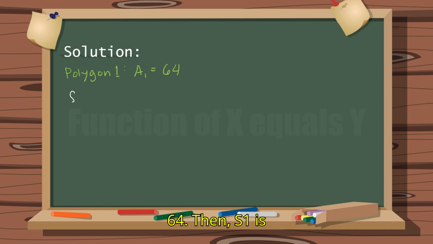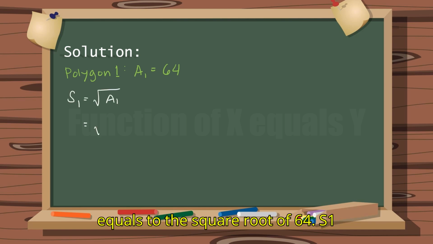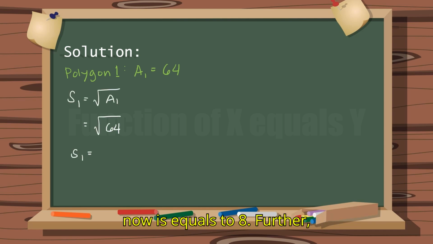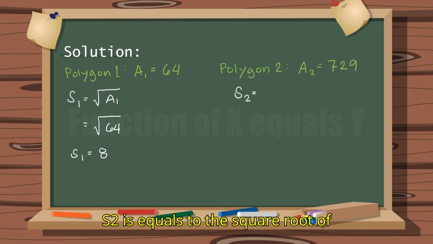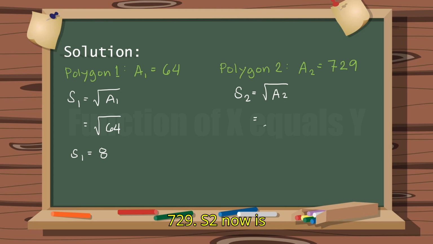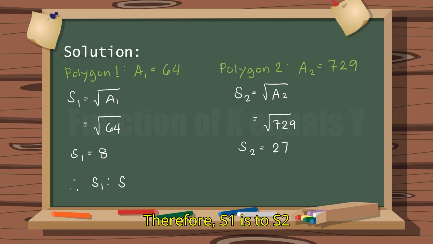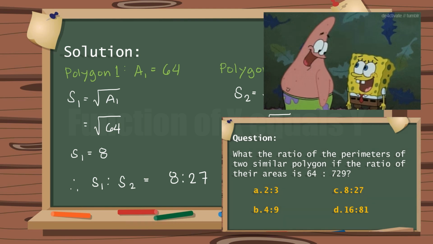For polygon 1, where A is equal to 64, S1 is equal to the square root of 64. S1 now is equal to 8. Further, for polygon 2, where A is equal to 729, S2 is equal to the square root of 729. S2 now is equal to 27. Therefore, S1 is to S2 is equal to 8 is to 27, which is option C in the multiple choice.